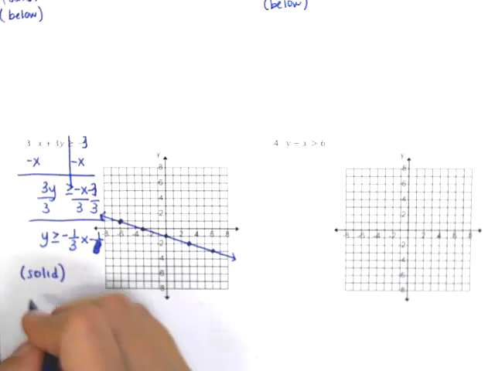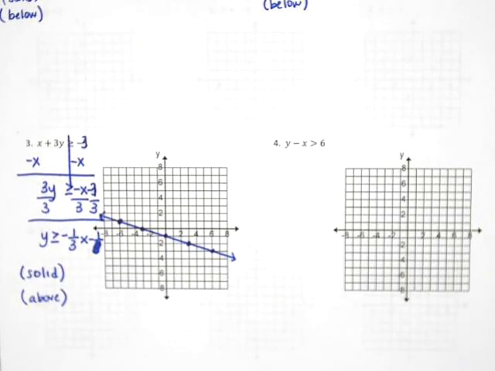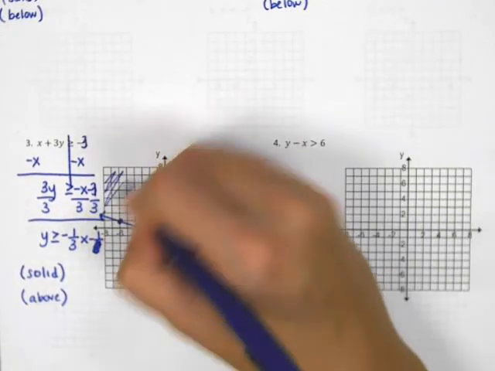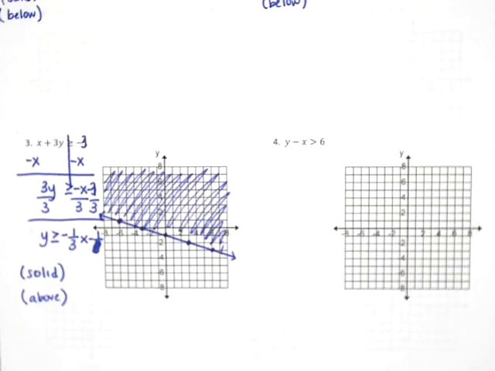Now I'm also going to shade above. And the reason I'm shading above is because it's a greater than or equal to symbol. So greater means shade above. So upstairs, above the wall, above the ramp, whatever you want to think about it, you just got to be shading that part of the graph.